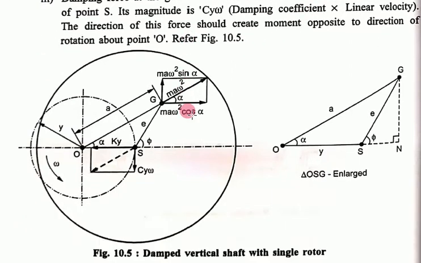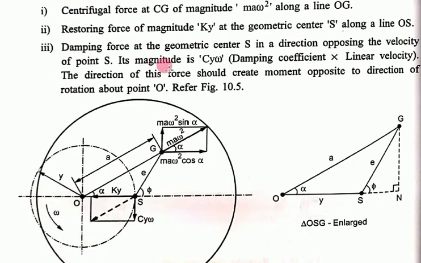Then the next one is the damping force at the geometric center S, in a direction opposing the velocity of point S. Its magnitude is c y omega, that is, the damping coefficient times the linear velocity. The direction of this force should create a moment opposite to the direction of rotation about the point O.